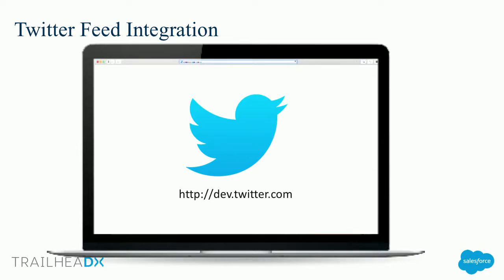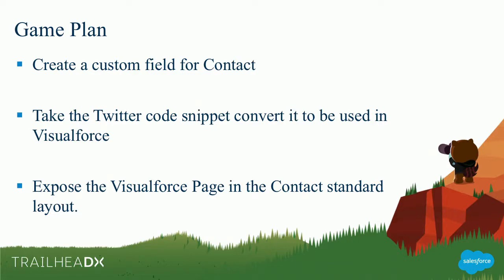Yeah, so let's work out a game plan for this app. First, we're going to create a custom field on the contact object. Then we're going to go to dev.twitter.com and take a little code snippet that they've had, and we're going to put that in a brand new Visualforce page. Then we're going to take that Visualforce page and expose it in the contact standard layout.